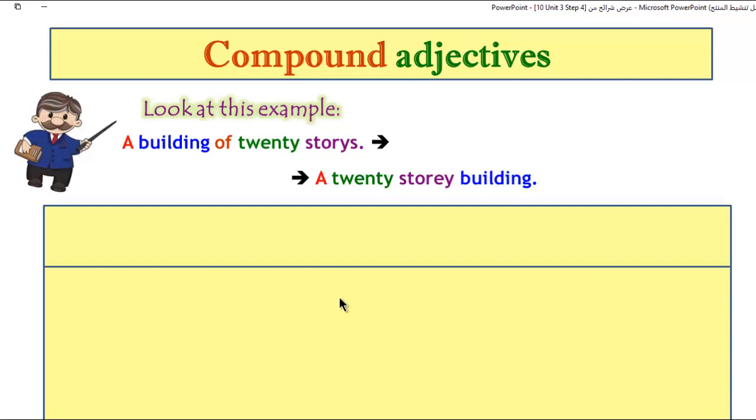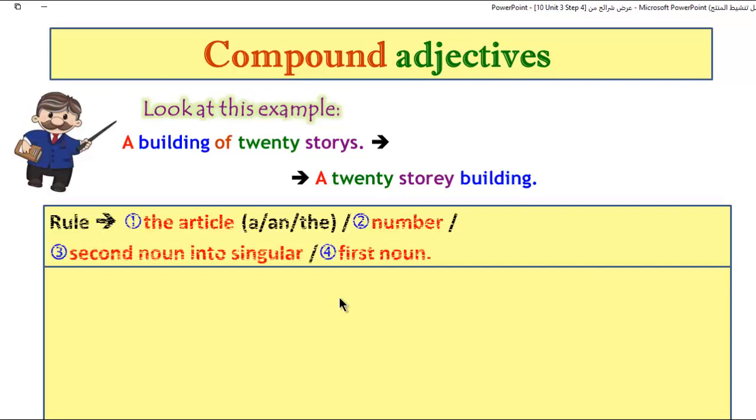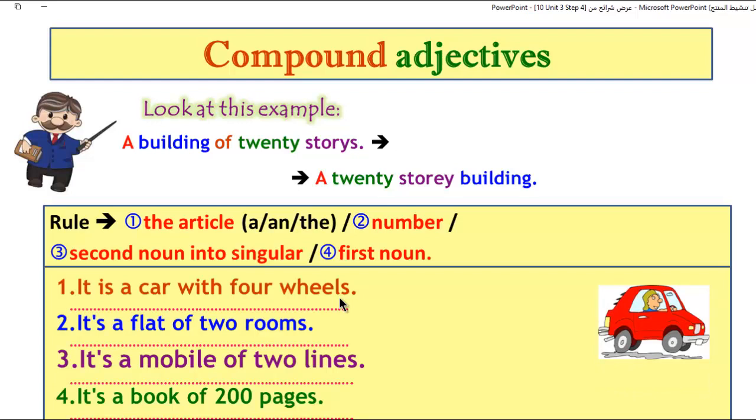So what is the rule here? The rule is I start with the article a, an, or the. Then I change the second noun from plural into singular, and I add the first noun. Let's see. Who can change the first sentence? Number 1. Excellent. It is a car with 4 wheels. I say a 4-wheel car.